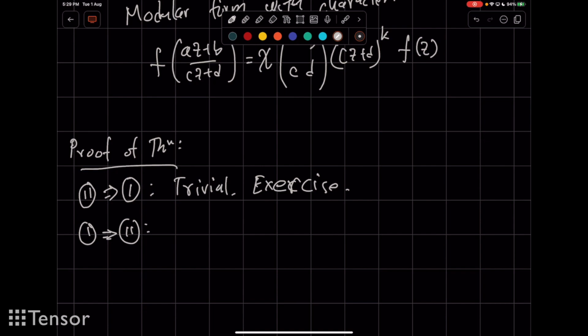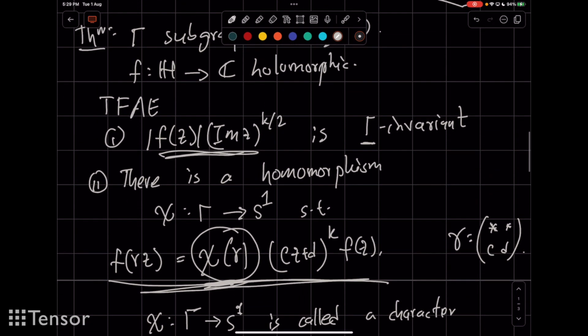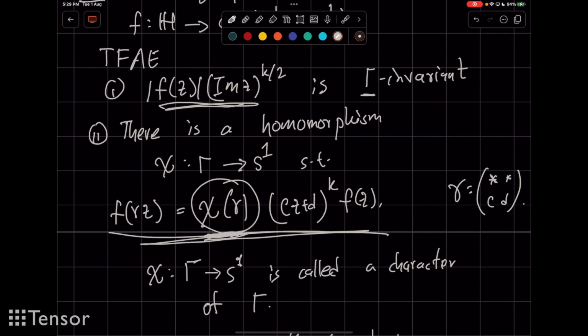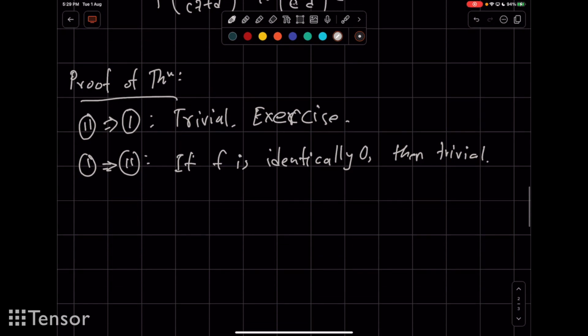Again, if f is identically 0, then the problem is trivial, right? If f is identically 0, then we can take chi to be any homomorphism. We can even take the trivial homomorphism that takes all the members of this group gamma to the identity element of S1. So if f is identically 0, then 1 implies 2 is obviously true. So let us assume f is not identically 0.